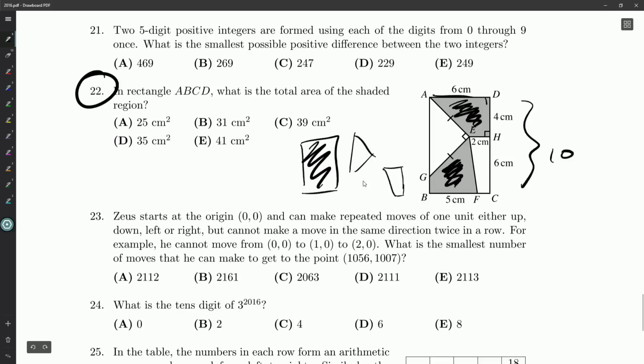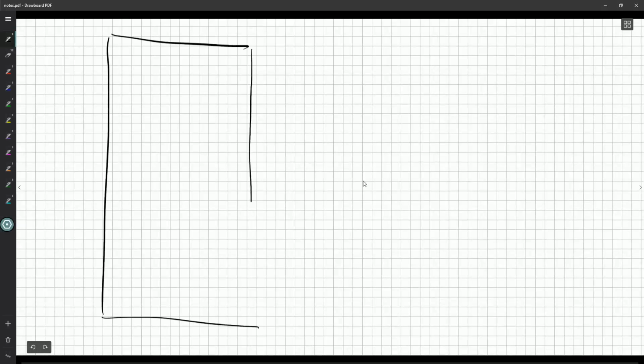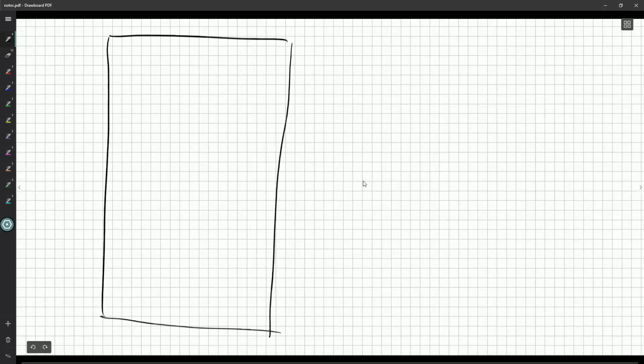We've got 6s, 4s, 6, 2 here, 5 here, and then we're also told that we've got two nice little equal sides, so we've got a nice isosceles right-angle triangle here. That's kind of nifty. Alright, let's copy our rectangle down and see what we can see. Let's make that a little bigger. I think it might be easier to take the white area and subtract it from the total.